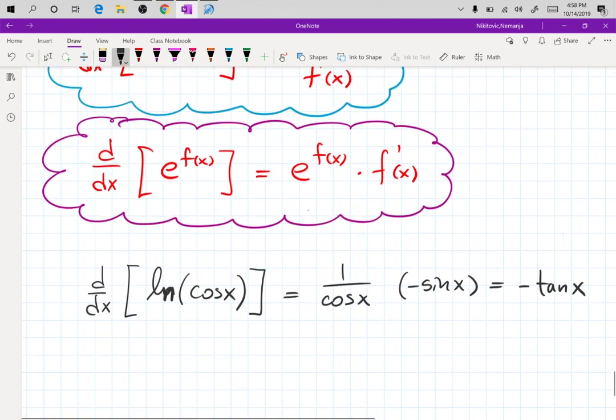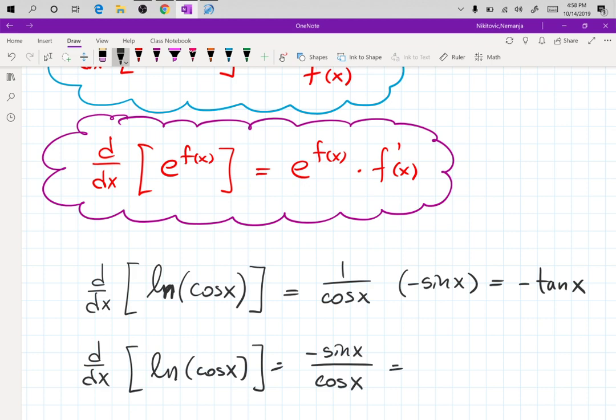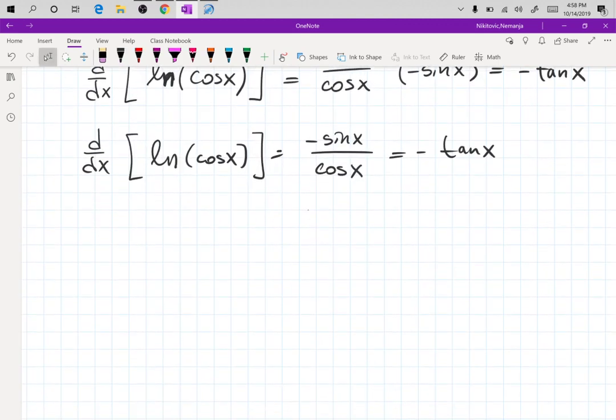If you are using the formula that I presented up there, you copy the denominator, which is cosine x, put its derivative on top, which is negative sine x, and you get negative tangent x. This is why the formula in the blue cloud is so good. You literally copy the function there and you put its derivative on top, and simplify in one shot. It is really cool.